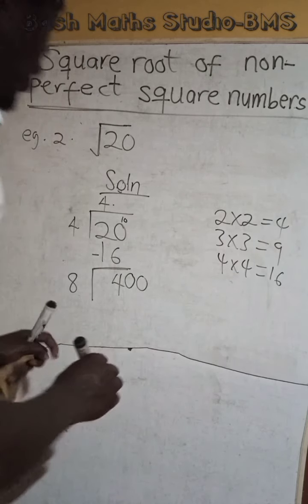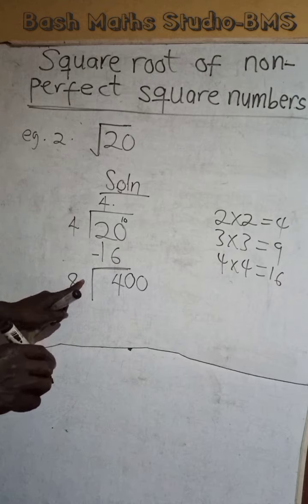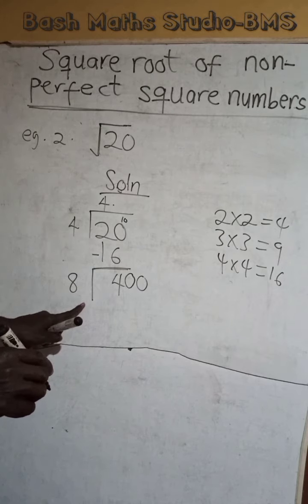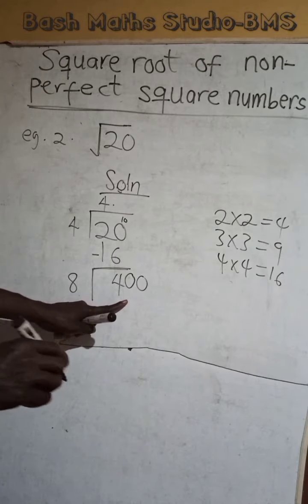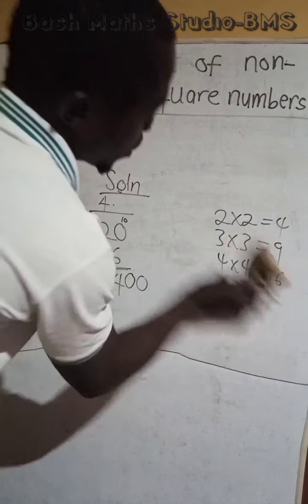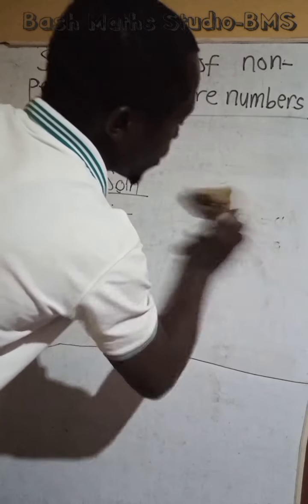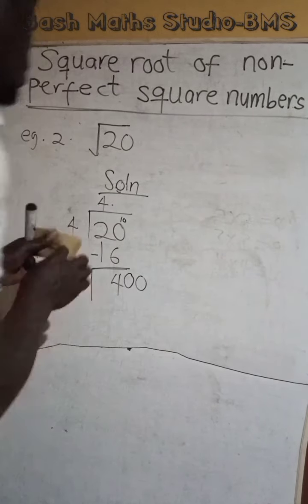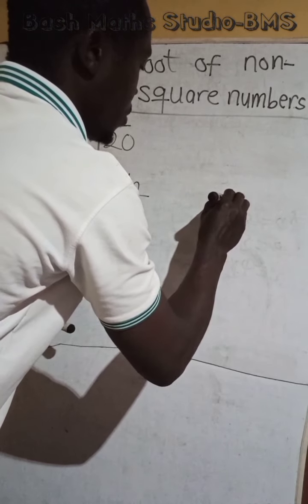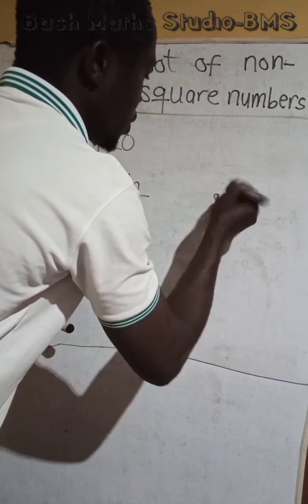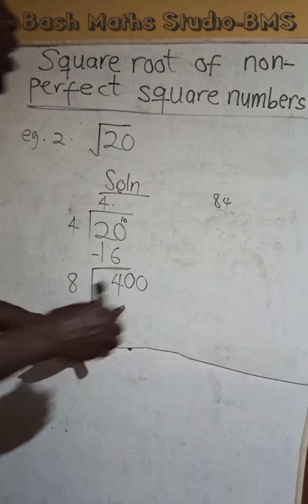Now let's do trial and error. We look for a number that when we put here and multiply by the same number, we are going to get a number that is closer or equal to 400. So let's get rid of these numbers and try a few numbers and see. So 8 is the number. Let's pick from maybe 3 going. You can pick from 10, because this number is huge.